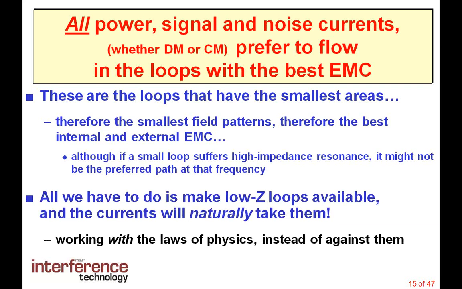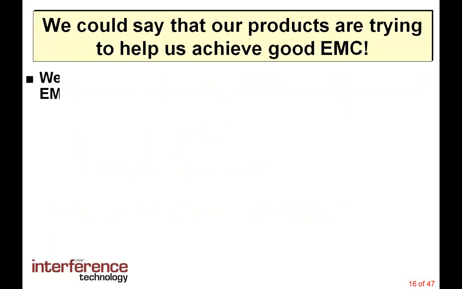We often feel, when we design something, oh dear, it's got much more emissions than I wanted, and why am I always battling the laws of nature? But you're not, in fact. The emissions that you get from a product are the best emissions that that arrangement of conductors and insulators can create. Maybe that's a subject for a question. So all we have to do is work with the laws of physics instead of against them. We have to understand.